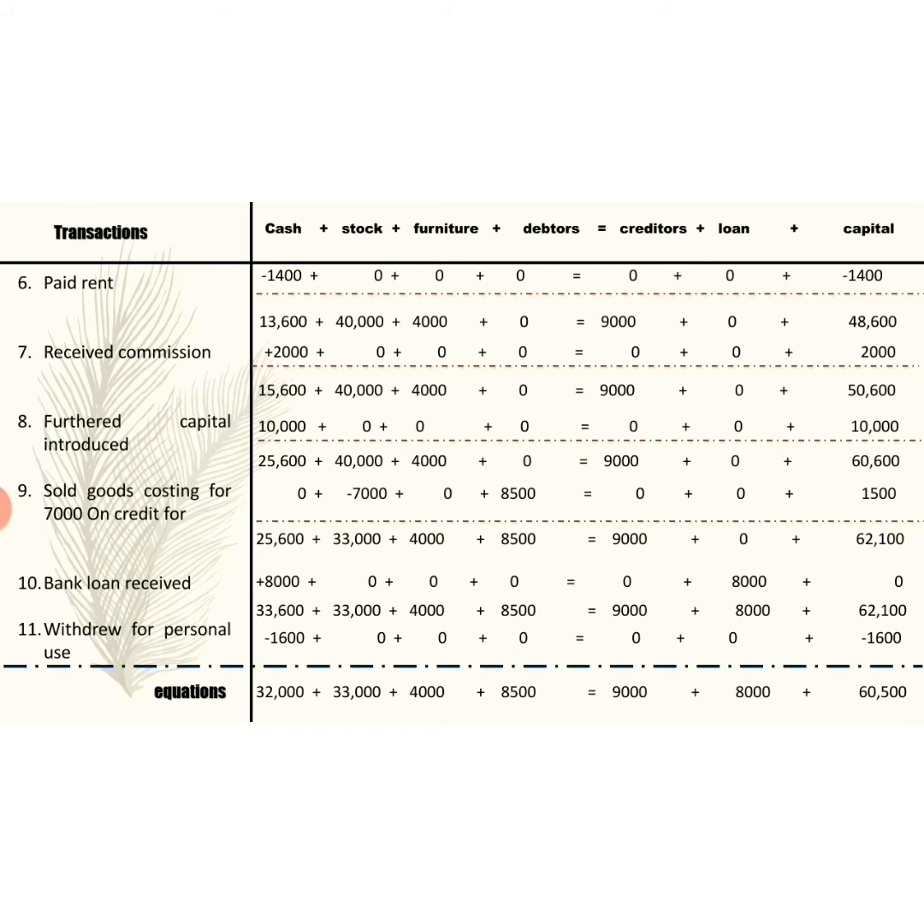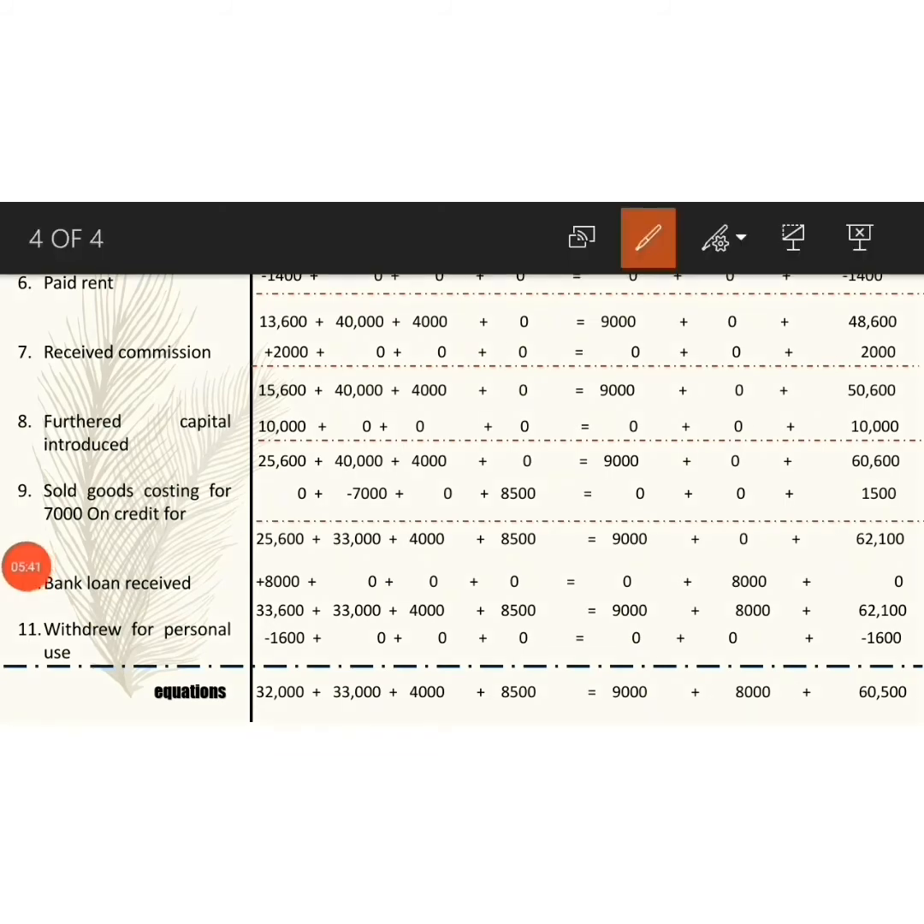and loan 0 plus 0 is 0, and again in capital you have to deduct 1,400 from the 50,000, which is 48,600. The next transaction is received commission, rupees 2,000.